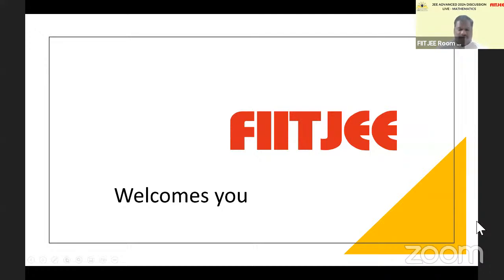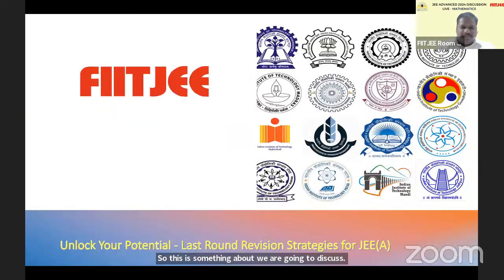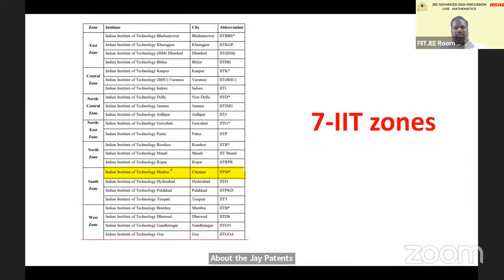So this is something about the JEE patterns. We have made some small info available for you, like how many zones there are, the 7 zones, and how many IITs there are. One of our students from Kochi has joined, Chetan, who is going to appear in 2025, so it might be useful for him. It might be useful for future appearing students. They can go through this info and target the courses they are going to join in future. They can plan in a more structured manner.